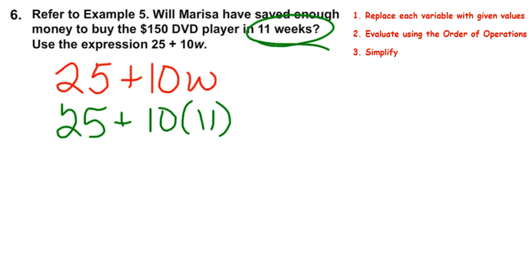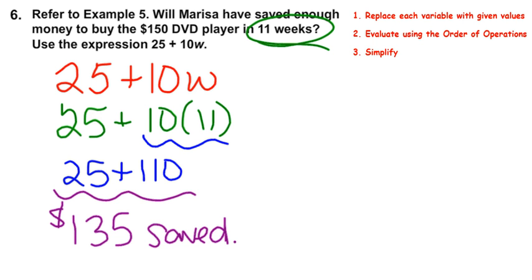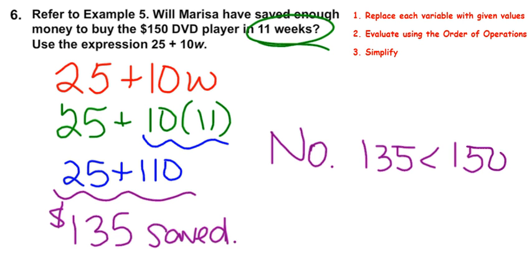First we evaluate the multiplication. So we have 25 plus 110. Now we can solve this: 25 plus 110 equals $135. So Marissa only has $135 saved. Going back to the question, will she have enough money? The answer is no, she's not going to have enough money, because $135 is less than the $150. So she does not have enough.